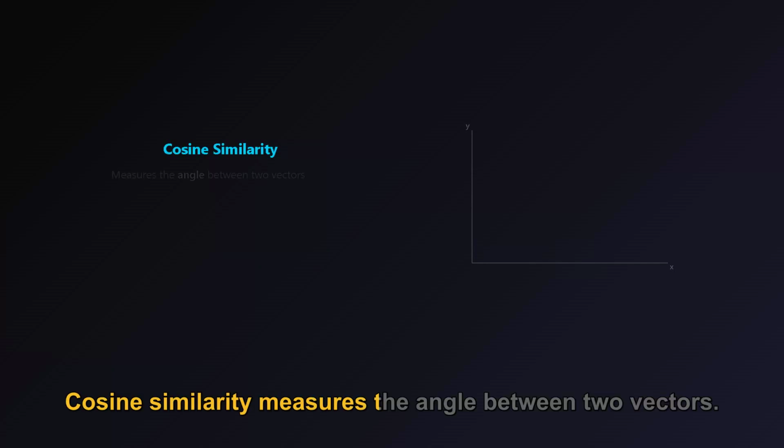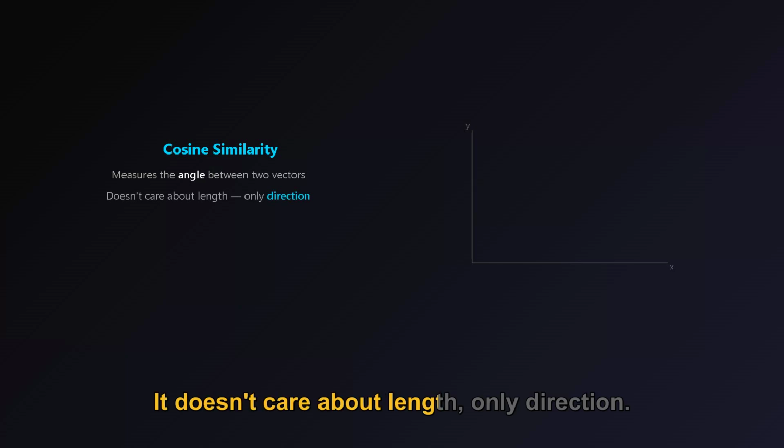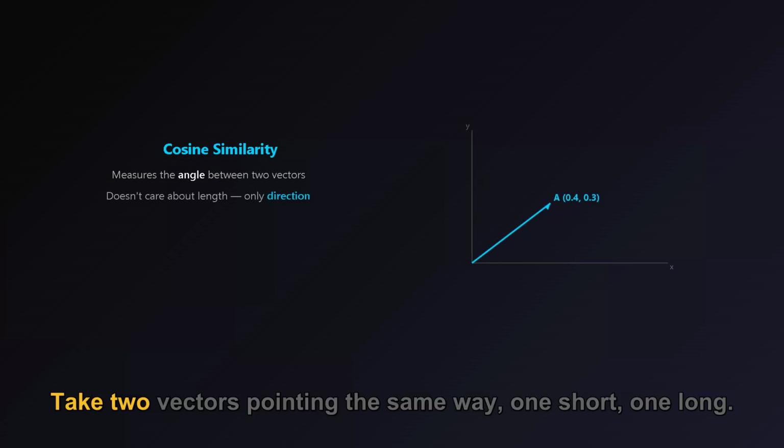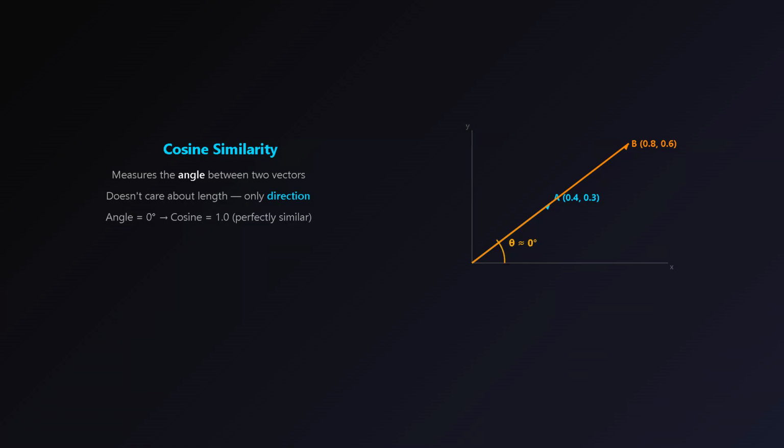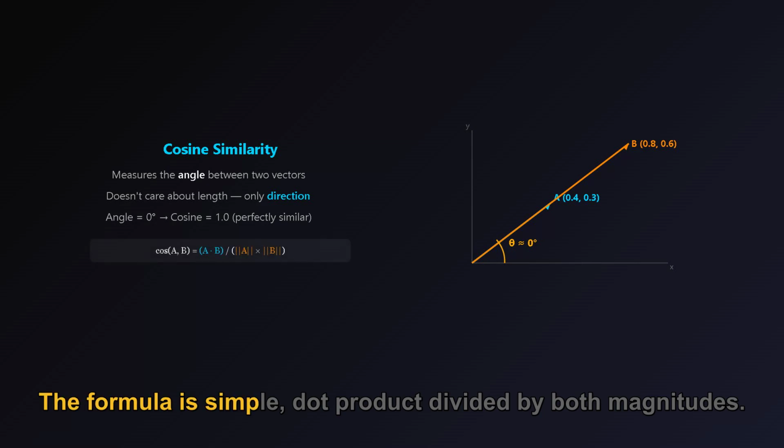Cosine similarity measures the angle between two vectors. It doesn't care about length, only direction. Take two vectors pointing the same way, one short, one long. The angle between them is 0, so cosine similarity is 1, perfectly similar. The formula is simple: dot product divided by both magnitudes.